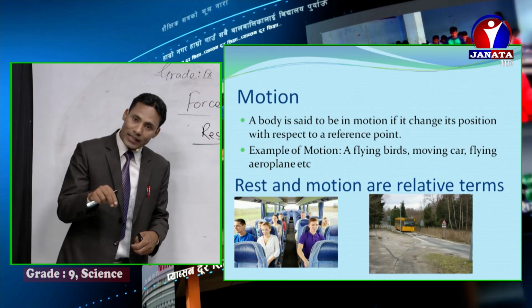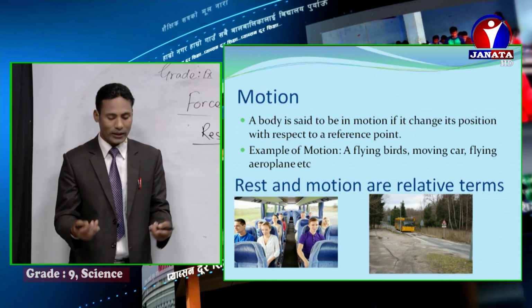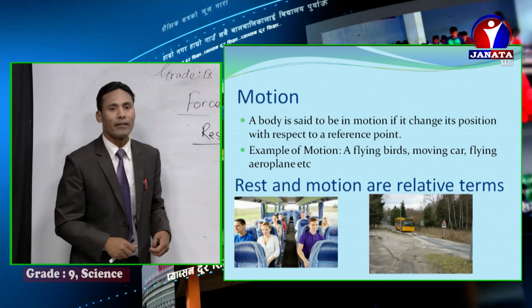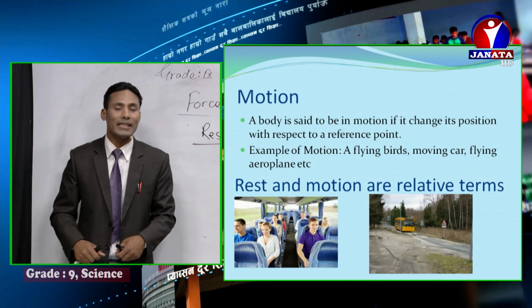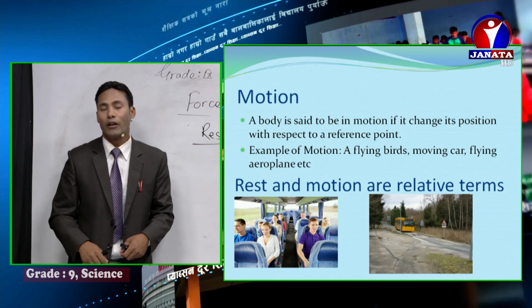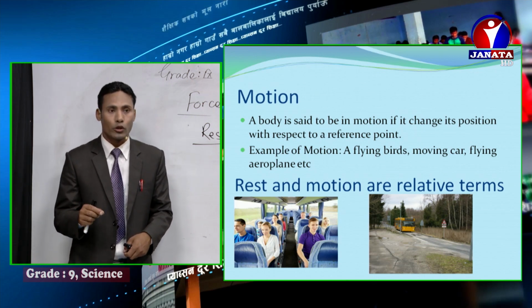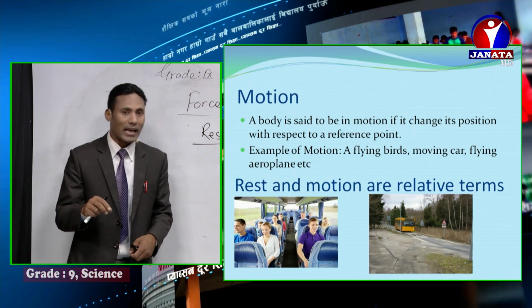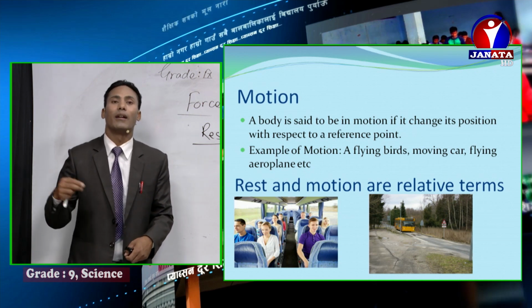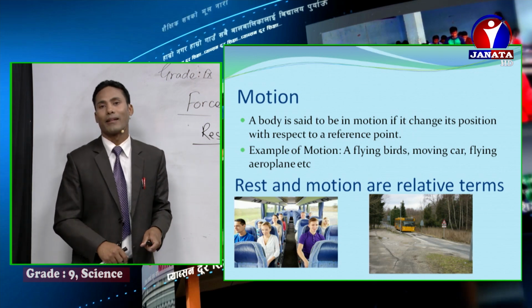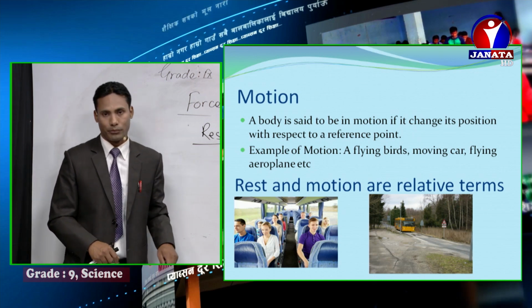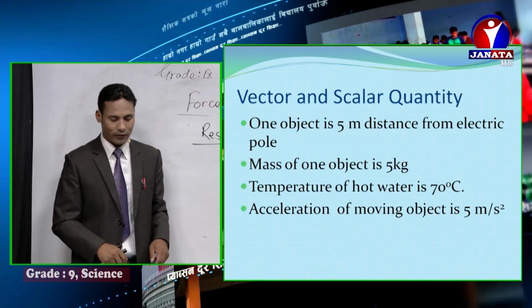So the same passenger, if we consider the other passenger as the reference point, is at rest, and the same passenger, whenever we consider the trees and the electric pole outside the vehicle, is in motion. So the same passenger is at rest and the same passenger is in motion. That's why rest and motion are relative terms. So I think it is clear to you.